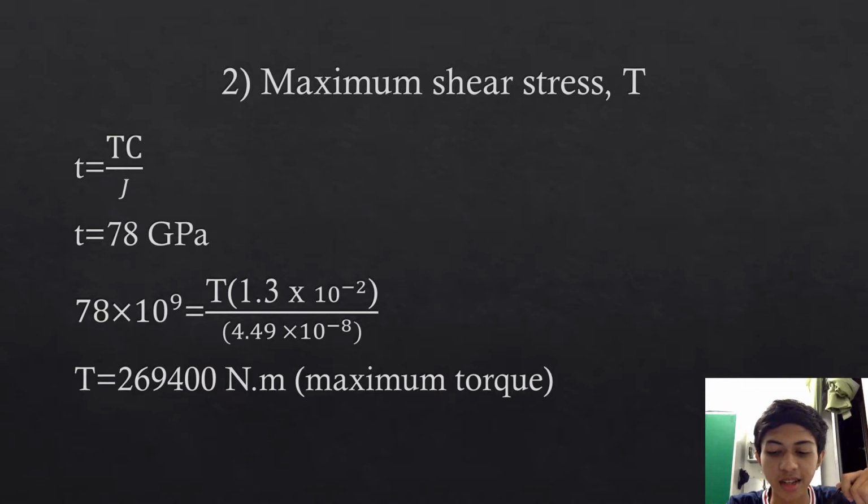Next, we calculate the shear stress for this wrench using this formula. We assume that the shear modulus for this wrench is 68 gigapascal and we get T equal to 269,400 Newton meter, which is the maximum torque that can be absorbed by this wrench.